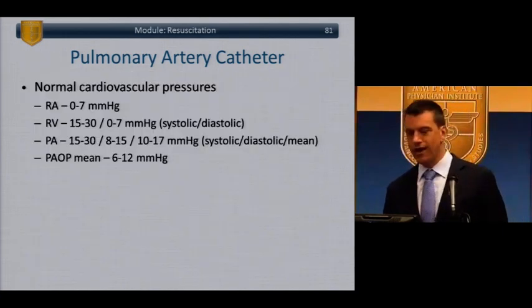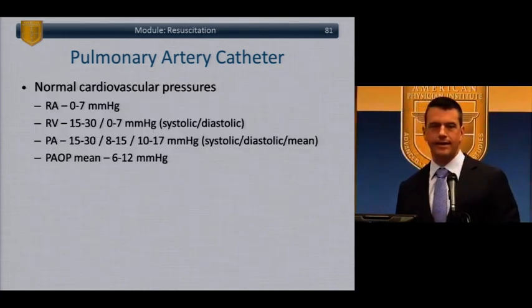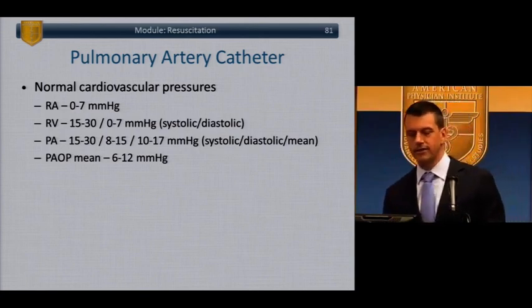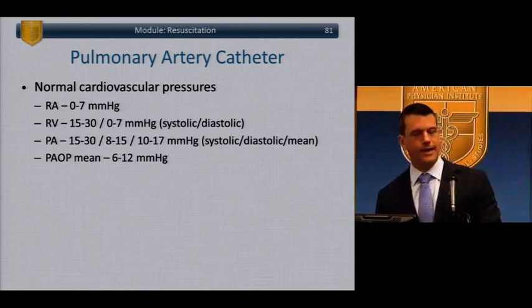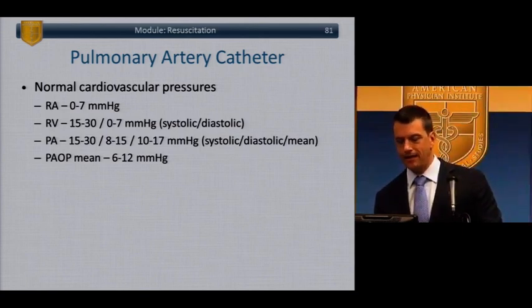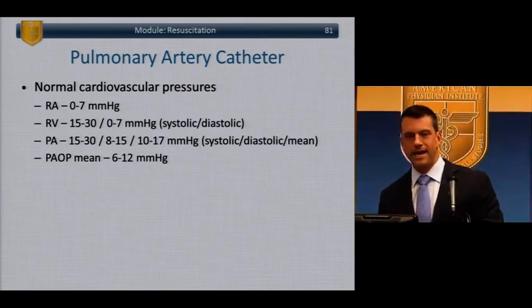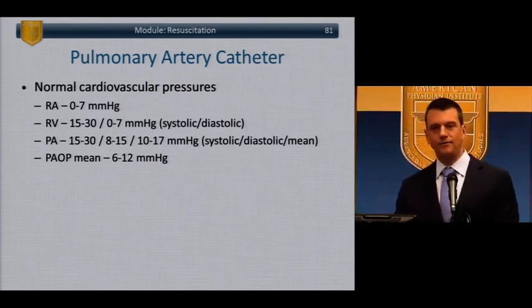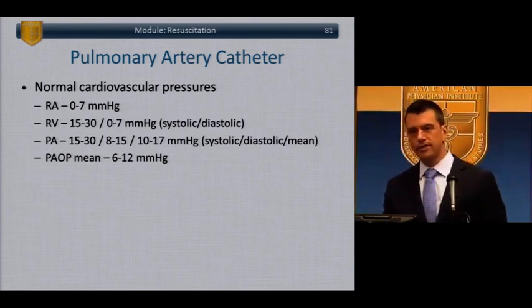Some normal measures: right atrium 0 to 7, RV again 15 to 30 over 0. Pulmonary artery, now you have the same 15 to 30, but diastolic of 10 to 17, and your normal PA occlusion pressure is 6 to 12. 18 is what we drive to for resuscitation because that's the maximum you can increase it to before you get pulmonary edema.